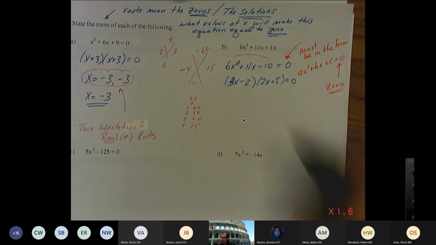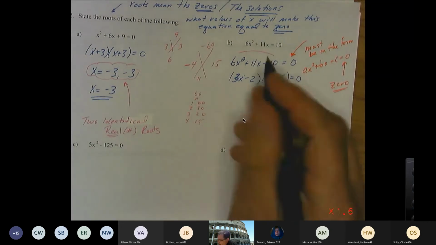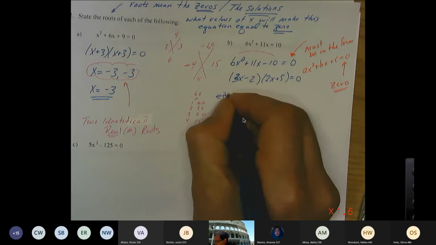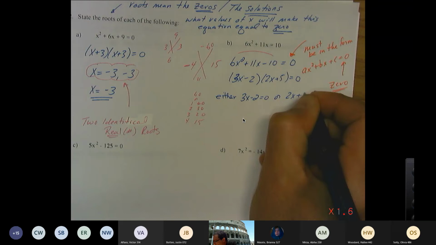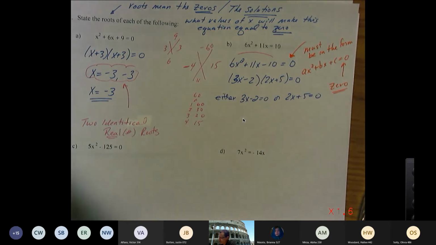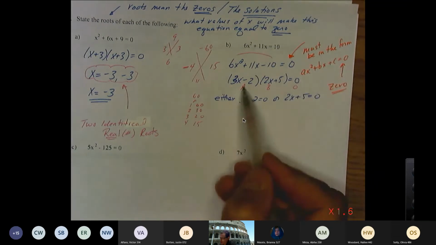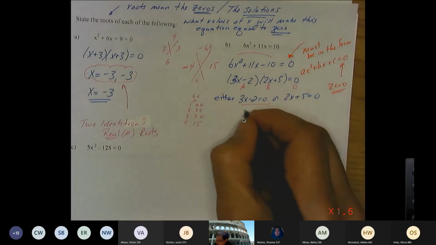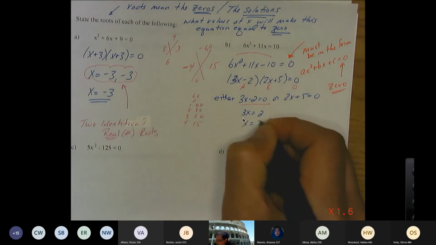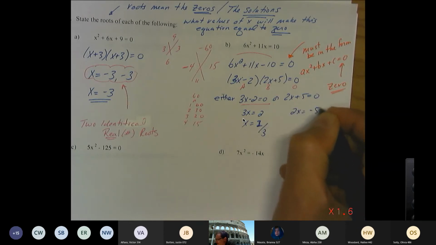Notice I don't want to see the factoring in here. I just want to see the factors. I want you to go from this to the factors. Then you're going to say either 3x minus 2 equals 0 or 2x plus 5 equals 0, because that's the zero principle, right? I've got two things, a and b, equaling 0. So either the first one 0 or the second one 0. Solving for x, 3x equals 2, x equals 2 over 3, and this one is 2x equals -5, x equals -5 over 2.